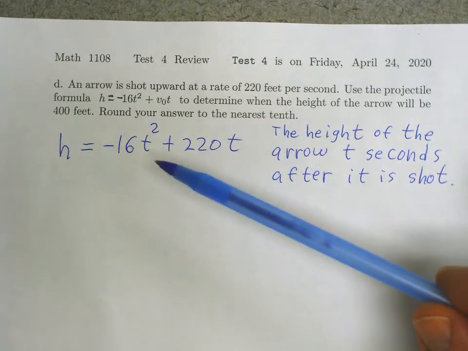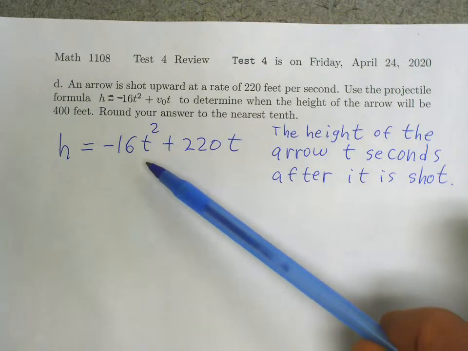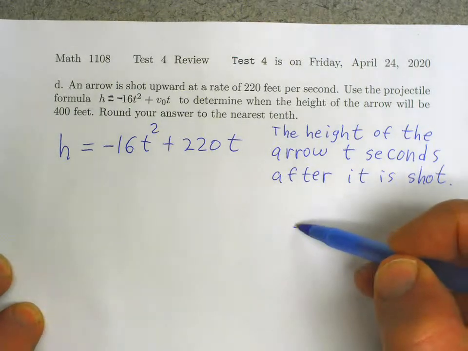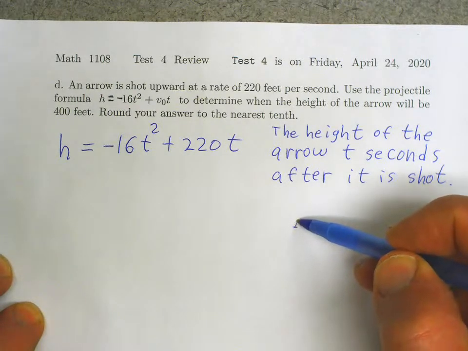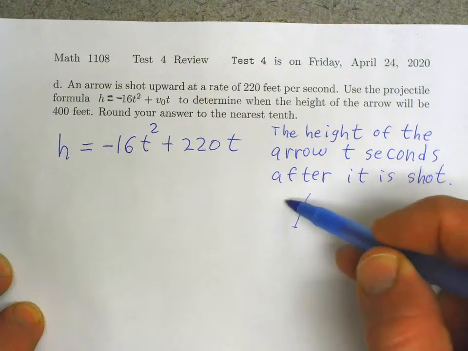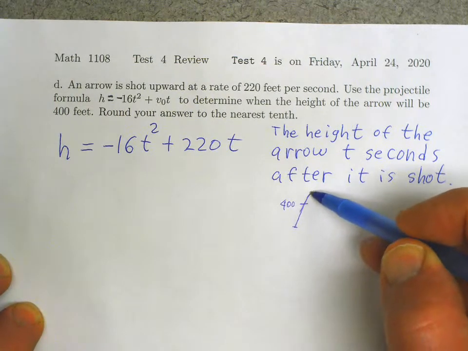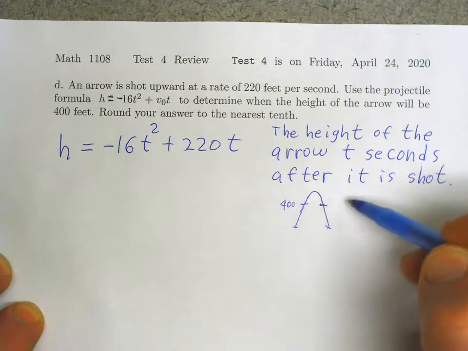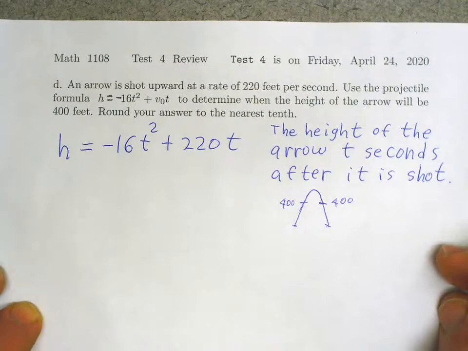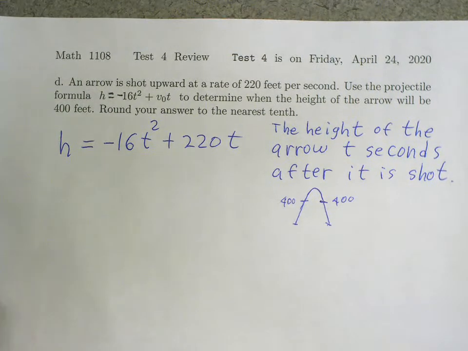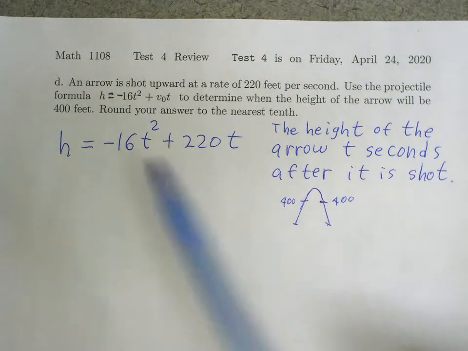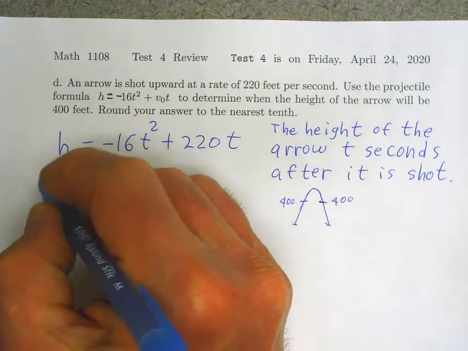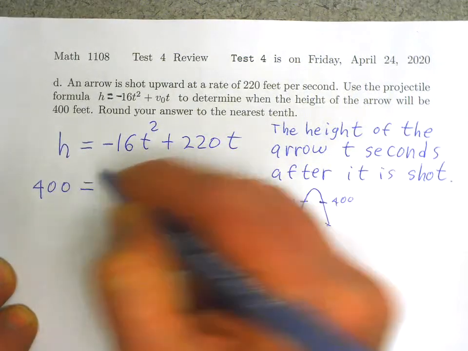Well, in this particular case, there's going to be two solutions because when the arrow is shot upwards, at some point it's going to reach 400 feet on the way up, but then when it comes back down, it's also going to be at that height a second time on the way down. So we're looking for two values for t to solve this. So the way we do it, we replace h with 400 and then proceed to solve the equation for t.